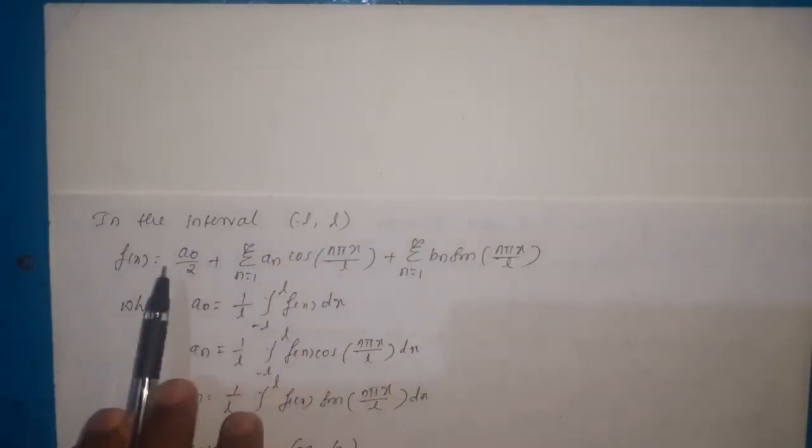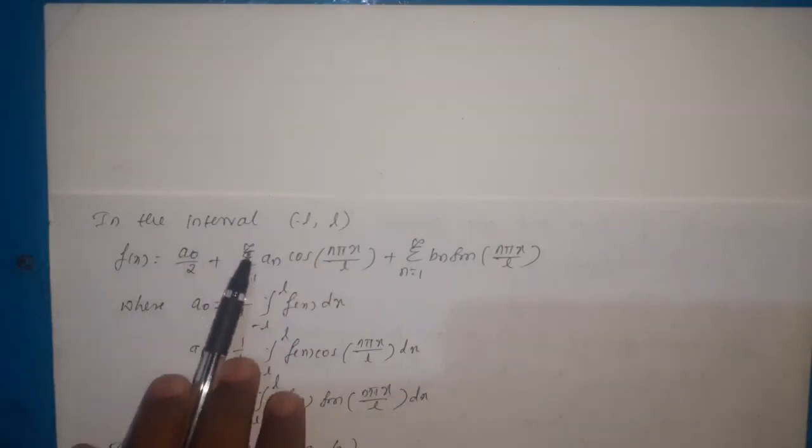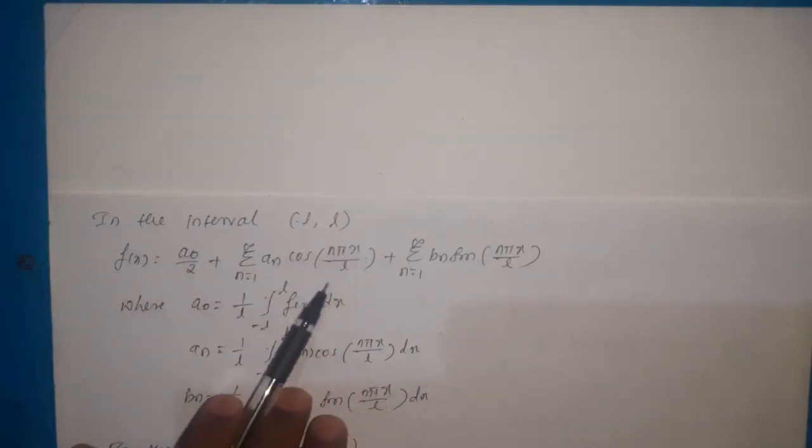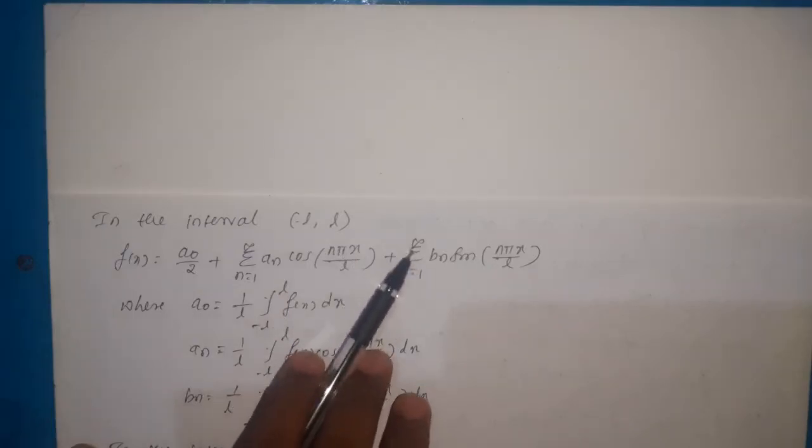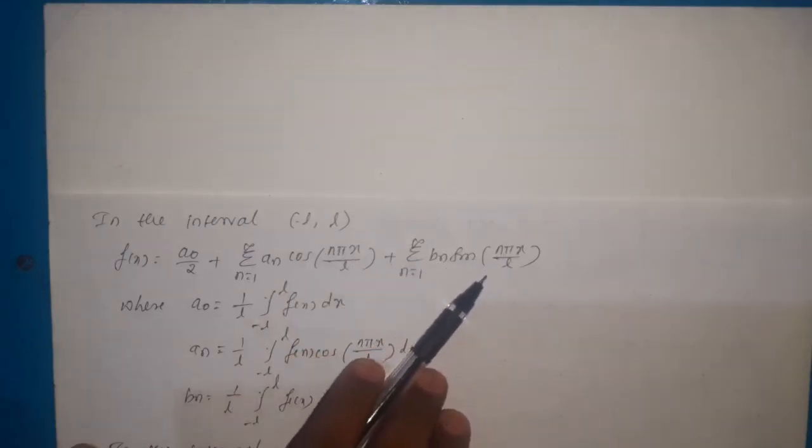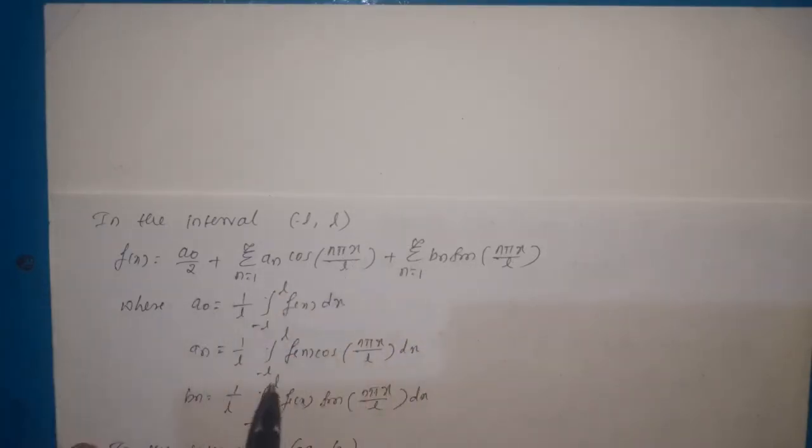The formula will not change, that will be the same: a naught by 2 plus summation over n equal to 1 to infinity a n cos n pi x by L, plus summation over n equal to 1 to infinity bn sin n pi x divided by L. Only the interval of integration changes. So here a naught equal to 1 by L integral from minus L to L of f of x dx, but there it was from a to a plus 2L. And a n equal to 1 by L integral from minus L to L of f of x cos n pi x divided by L dx, bn equal to 1 by L integral from minus L to L of f of x sin n pi x divided by L dx.